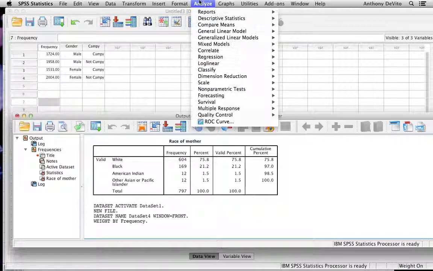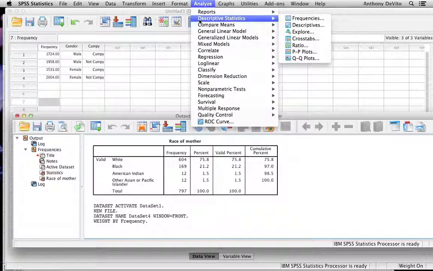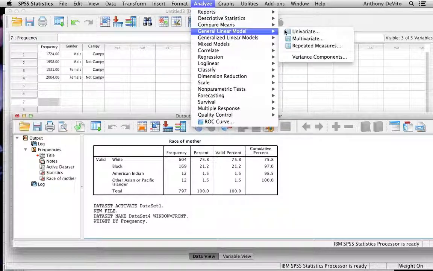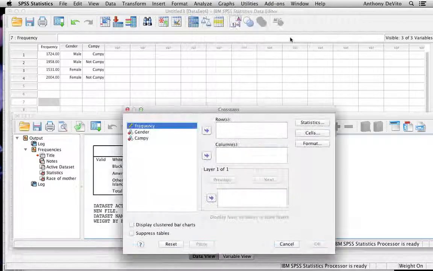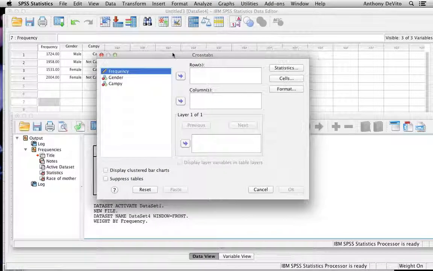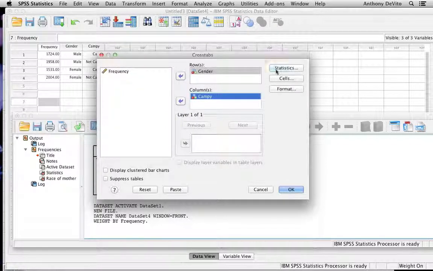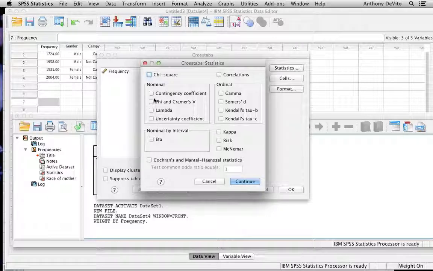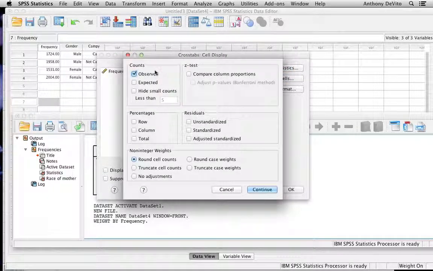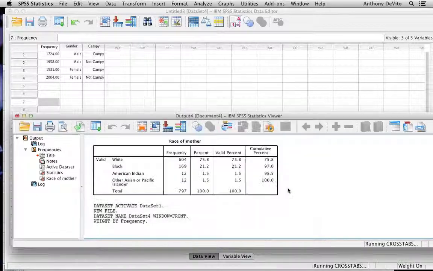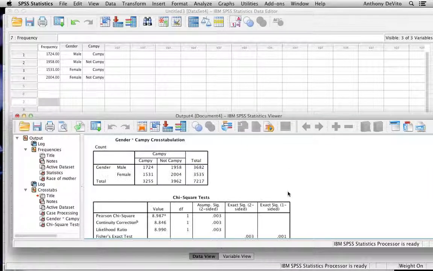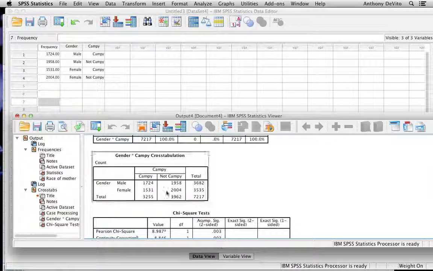So I can go up here and say Analyze, Descriptive Statistics, Crosstabs. My rows, my exposure, is gender. My outcome is whether or not they had Campy. I can ask it to show me my chi-square value, and in the cells, just show me the observed values. I'll click OK, and SPSS built the table for us just like we wanted.